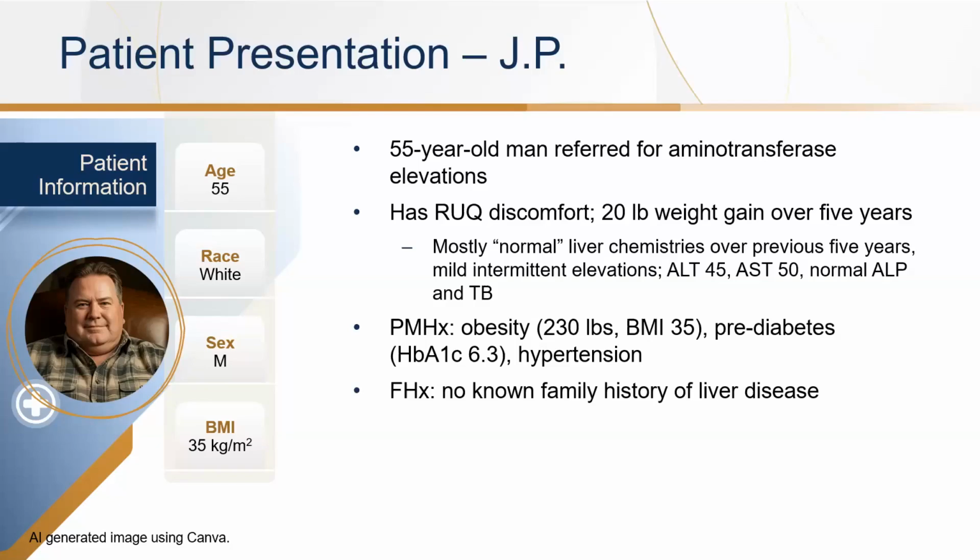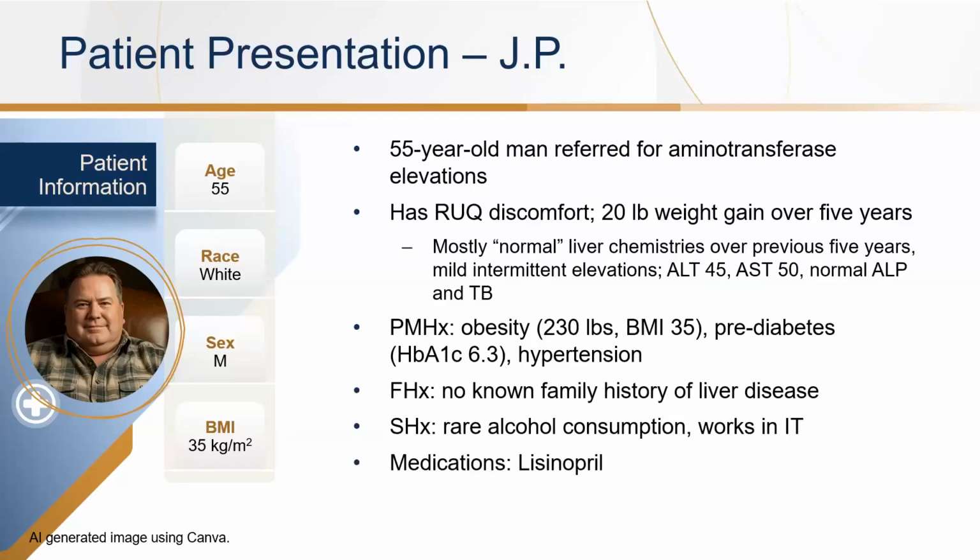He has a past medical history of obesity. He weighs 230 pounds. He's pre-diabetic. A1C is 6.3, and he's got hypertension. He has no known family history of liver disease. He rarely drinks alcohol, works in IT. He's on lisinopril for his hypertension. On exam, he does have central adiposity, and his waist circumference is 110 centimeters. So he's clicking those boxes for those metabolic risk factors.